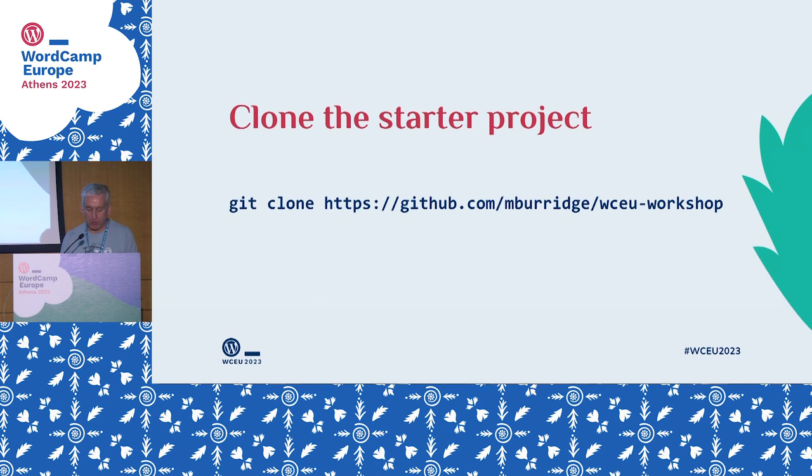So in the workshop stages folder for stage zero, you'll see a wceu-workshop.xml file. Now that you have the plugin installed and activated, import the XML file into your WordPress installation. In case anyone needs a hint, in the Tools menu there's an Import. And if you haven't done an import before on this particular WordPress installation, you'll need to install a plugin, but it prompts you to do that. I'm sure you've all done this before.